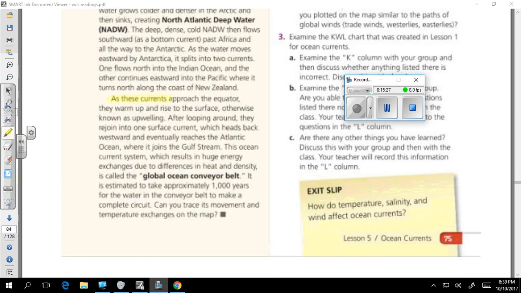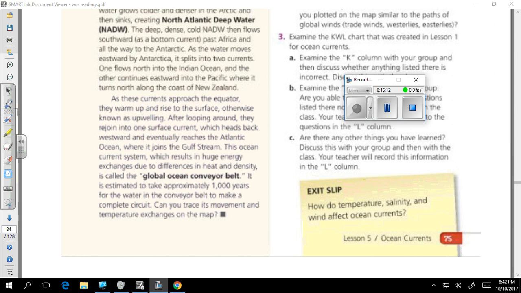As the currents approach the equator, they warm up and rise to the surface, otherwise known as upwelling. After looping around, they rejoin into one surface current, which heads back westward and eventually reaches the Atlantic Ocean, where it joins the Gulf Stream. This ocean current system, which results in huge energy exchanges due to differences in heat and density, is called the global ocean conveyor belt. It is estimated to take approximately 1,000 years for the water in the conveyor belt to make a complete circuit. Can you trace its movement and temperature exchanges on the map?